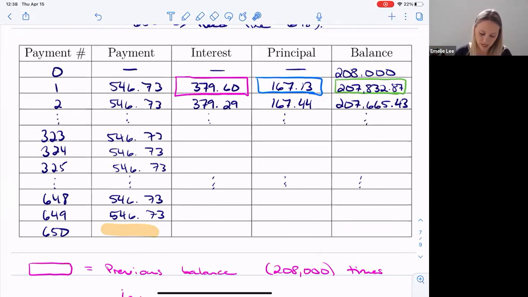Okay, so what happens? So now we've got our first two payments. We need to find payment 324 and 325, which means we need to fill out the information for both of those lines, right? That means we need to have the previous balance. So what we're going to do is very similar to the zero line, right? We don't know the amount of interest and the principal because we would need to know the previous balance, right? But we can find this previous balance because that's going to be the future value when n is 323 and your payment amount is 546.73.